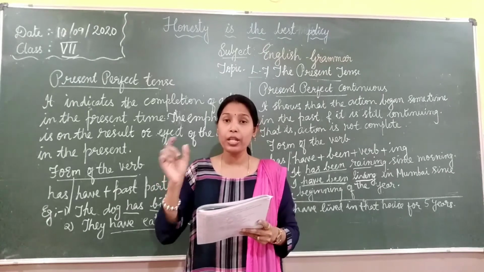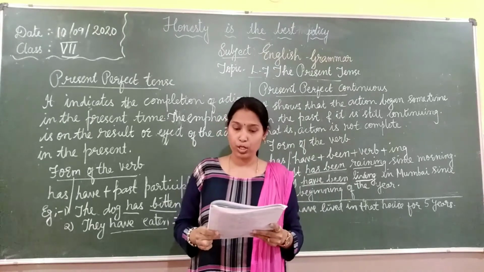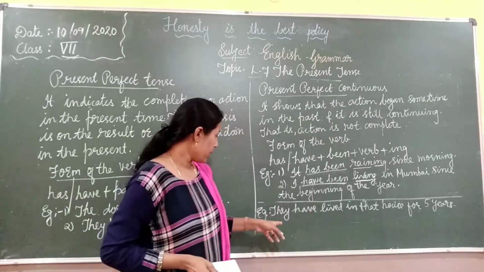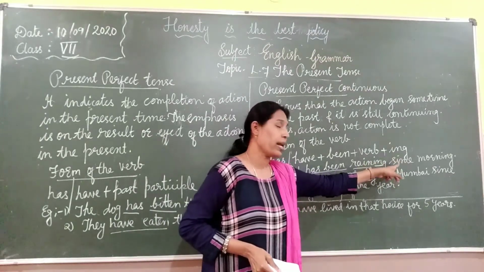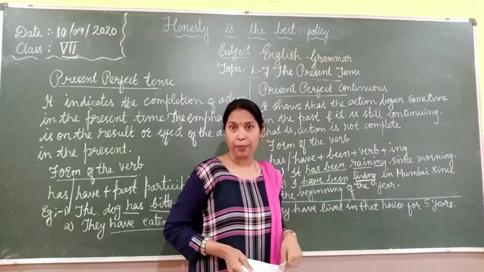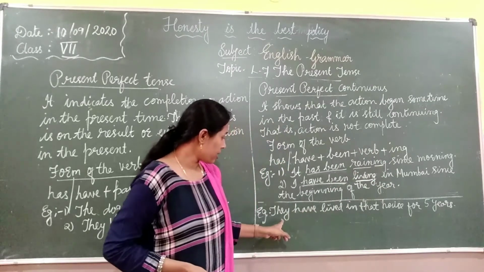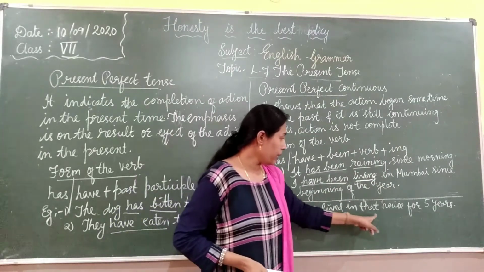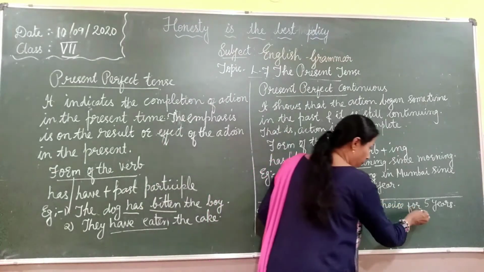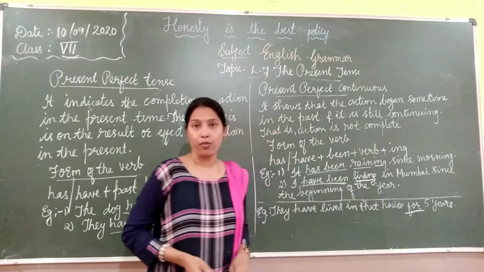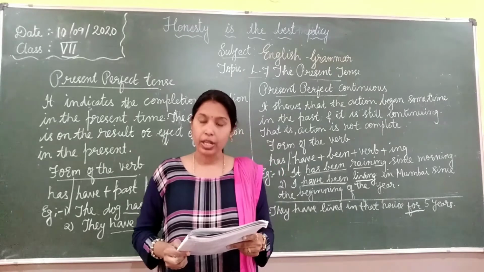For numbers, for a period of time, we will use the word for, and since is used for a point of time. So see the example here. It has been raining since morning, right? So it had happened, but till now it's happening. That is why we are using since. Now for. See the example for. They have been living in that house for 5 years. Period of time. How many years? For 5 years. Then we will use for. For is used for the numbers, for a period of time.